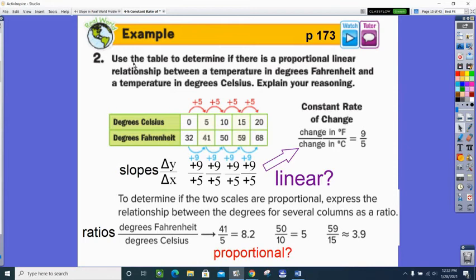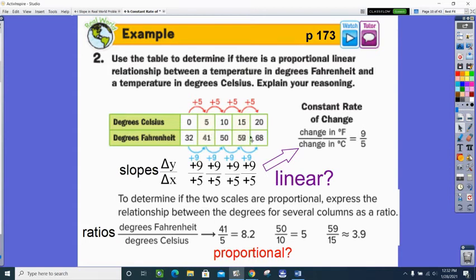So first of all, we're going to use the table to determine if there's a proportional linear relationship. Well, it has to be linear to be proportional. So we're going to start there. Here's our table. In this particular case, we're comparing Fahrenheit to Celsius. So your X is on the top and your Y is on the bottom. Your book is notorious for putting their tables this way, and it's X comma Y. So 0 comma 32, 5 comma 41, and so forth.